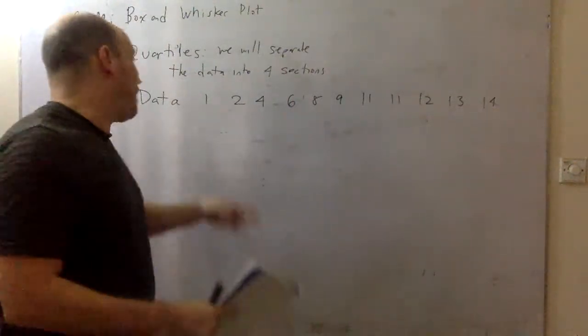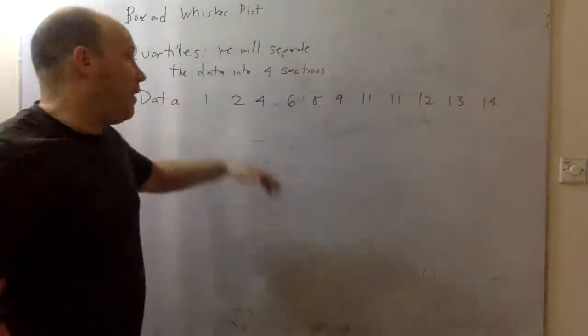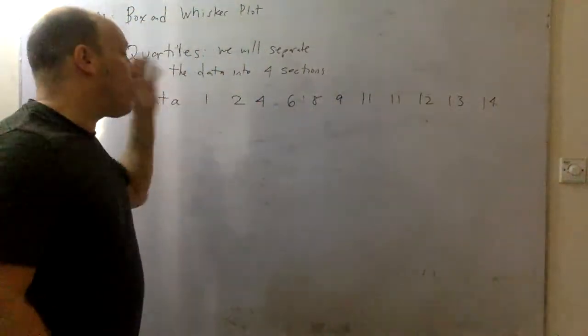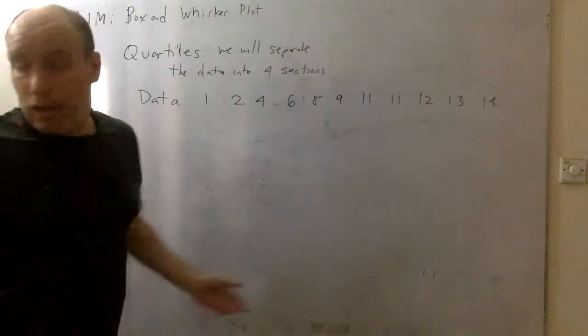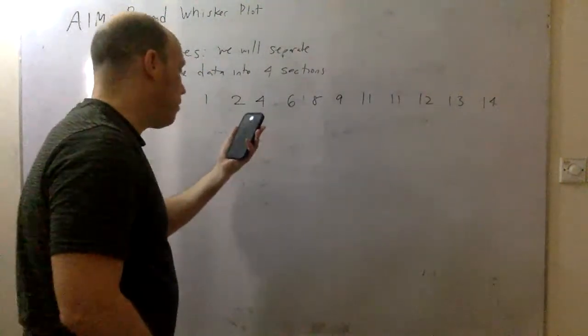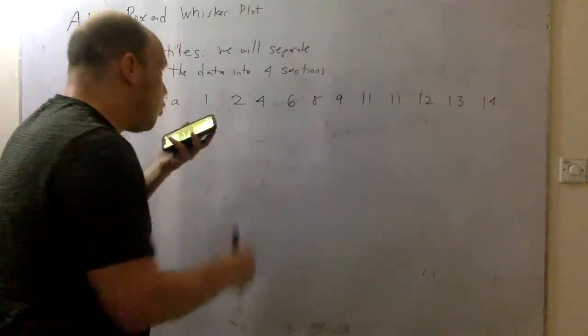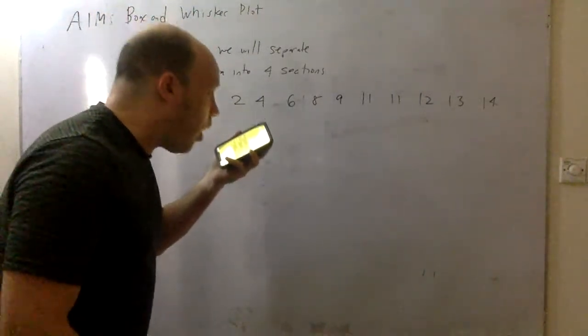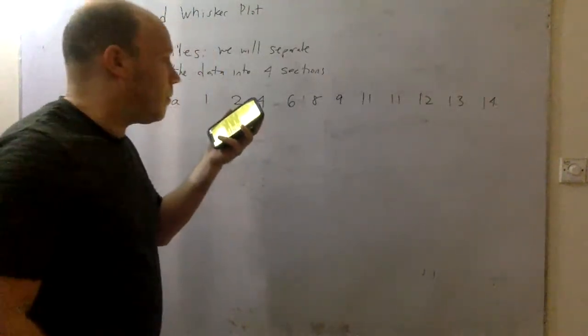And once again, we can easily find the mean, we can easily find the median, we can easily find the mode, we can find the range. We can use the technology. Hey Siri, 1 plus 2 plus 4 plus 6 plus 8 plus 9 plus 11 plus 11 plus 12 plus 13 plus 14.